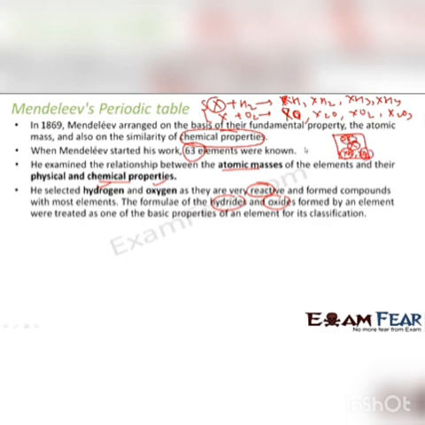Once he had all these values, he knew all the 63 element names, he knew the atomic mass of all the 63 elements, he knew the hydrides and the oxides form. Now he grouped these elements based on these hydrides and oxides. They are the critical thing here.